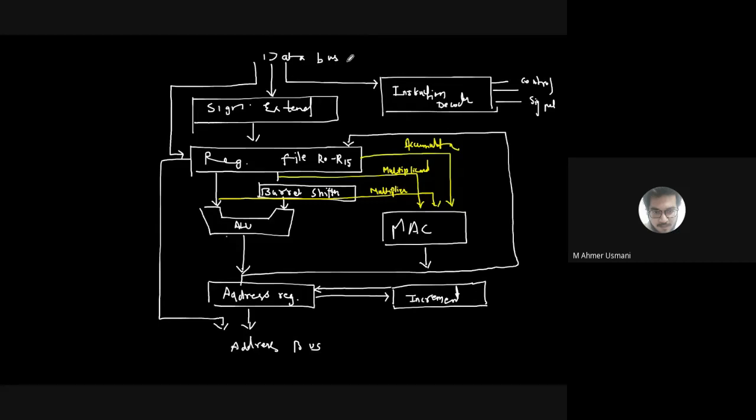So first we have a data bus. Okay, over here as you can see, it is written as sign extend. Over here we have instruction decoder. Over here we have register file R0 to R15. Over here we have barrel shifter. Over here we have arithmetic and logical unit. Over here we have MAC. MAC is multiplication and accumulate.